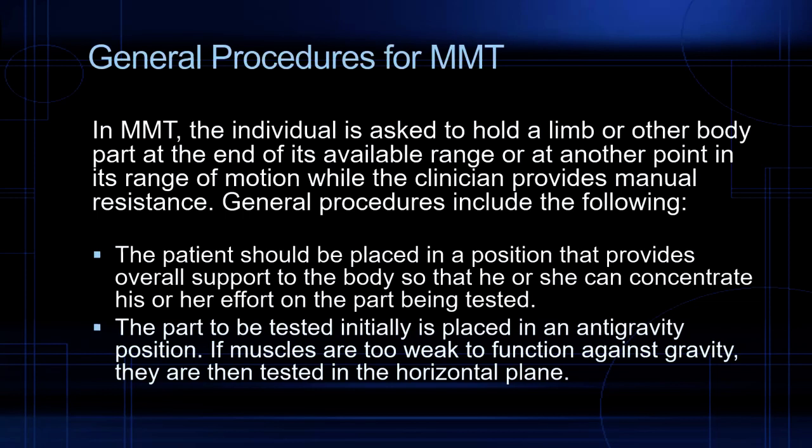So in general, the patient is asked to hold their limb or whatever body part you're testing at the end of its available range or at another point in the range of motion while the clinician provides manual muscle resistance. Okay. So the patient should be placed in a position that provides overall support to the body so that the patient can concentrate on how much effort they need to put into the test. Okay. So typically, two joint muscles are tested at mid-range.